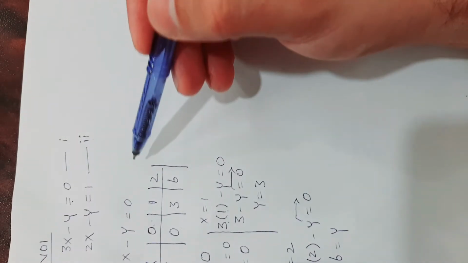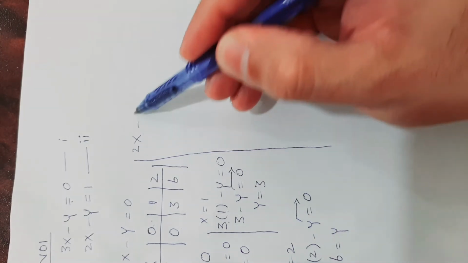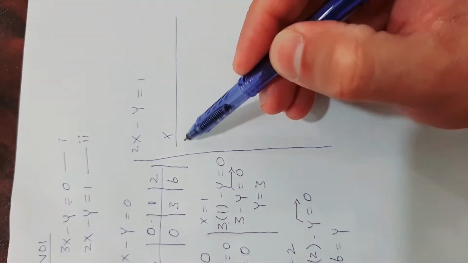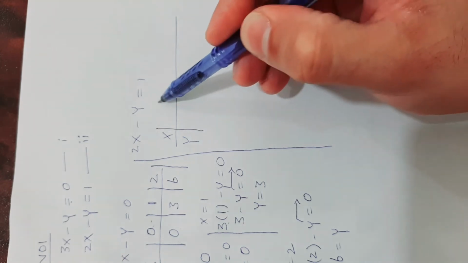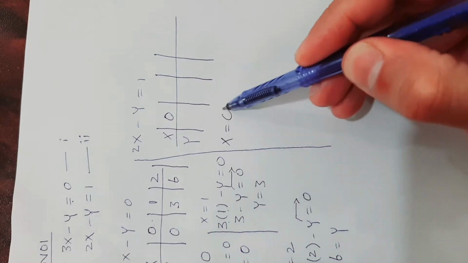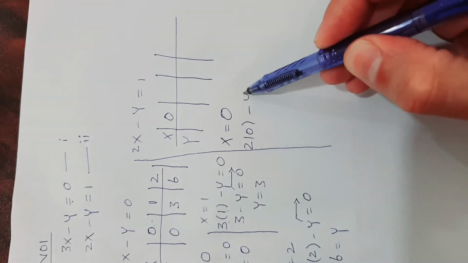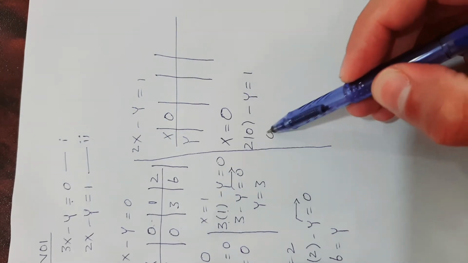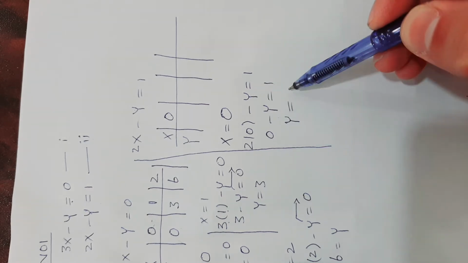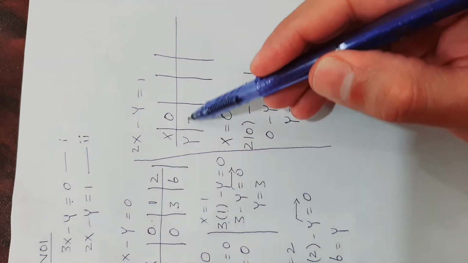This is equation number 2. Now you have to acquire data for this equation. The equation is 2x minus y is equal to 1. In order to draw its graph, you need to suppose values of x and find the corresponding values of y. Suppose x is 0. So when x is 0, what will be the value of y? In place of x, use 0: 2 into 0 is 0, minus y equal to 1. Multiply by minus 1 on both sides to get the value of y, which will be minus 1. So y will be minus 1 when x is 0.